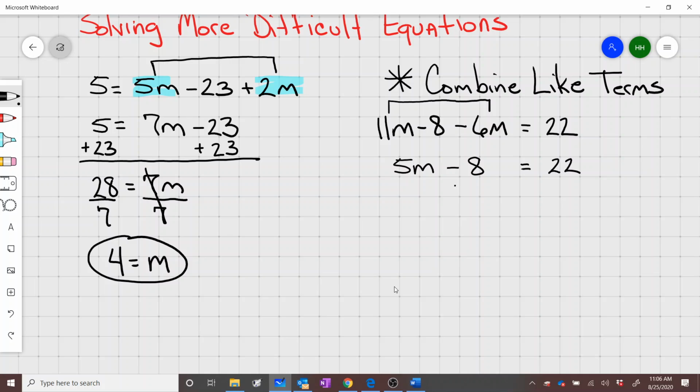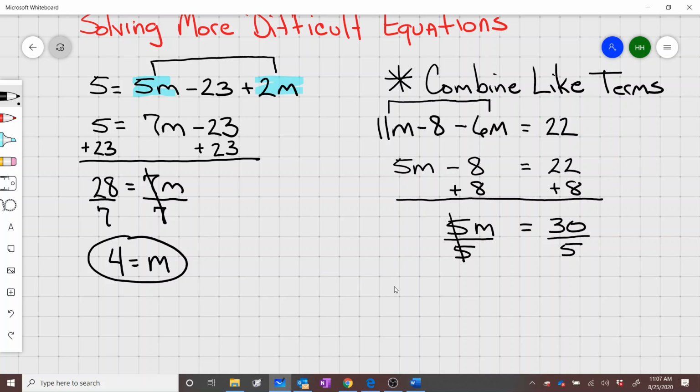And then you can add 8 to each side. And your 5m is going to be equal to 30. And then you can divide both sides by 5. These 5s will cancel each other out, and your m is equal to 6.